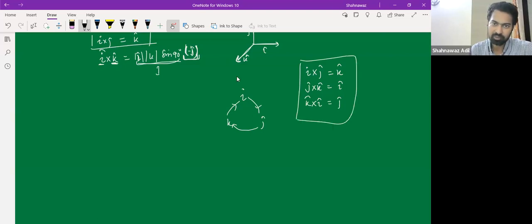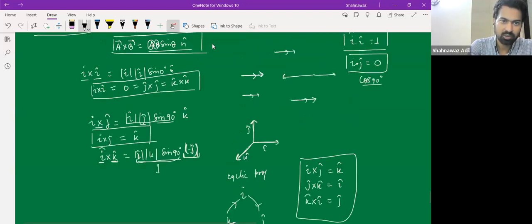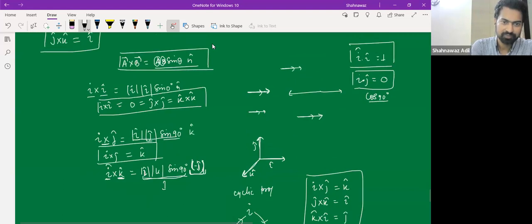This is called the cyclic property. Sir, can you scroll up? Which part are you noting down? Yeah, this. So just write that this would be minus J.